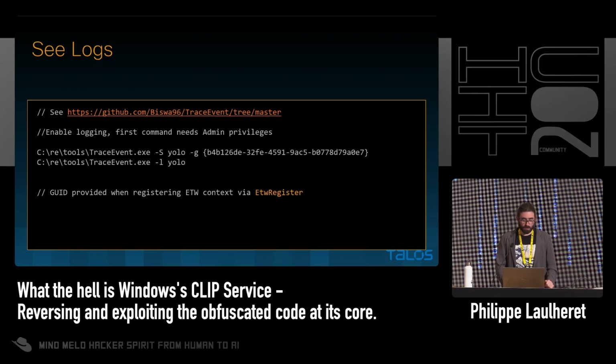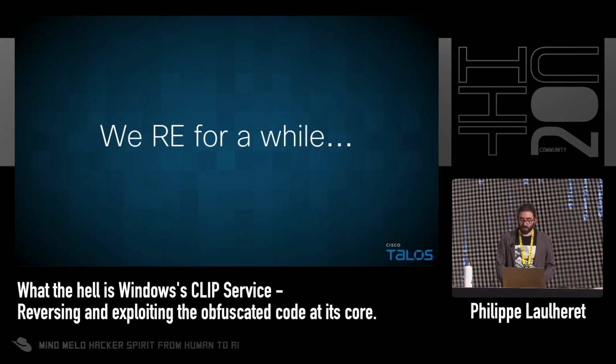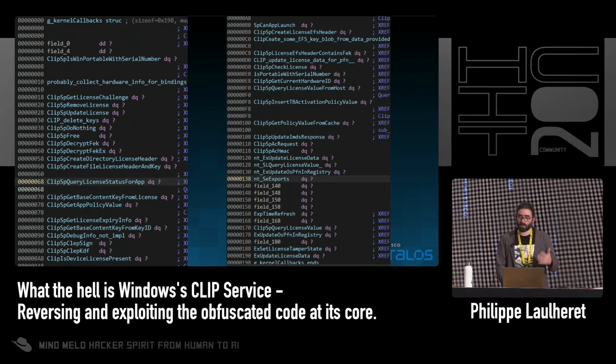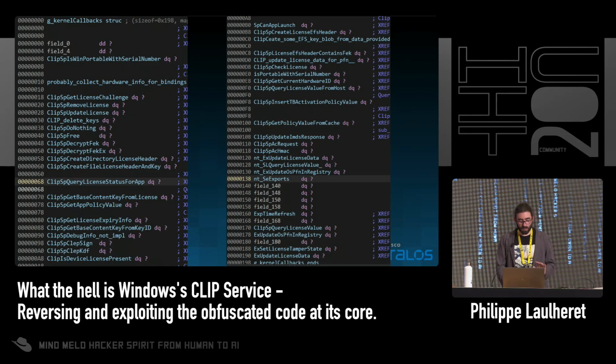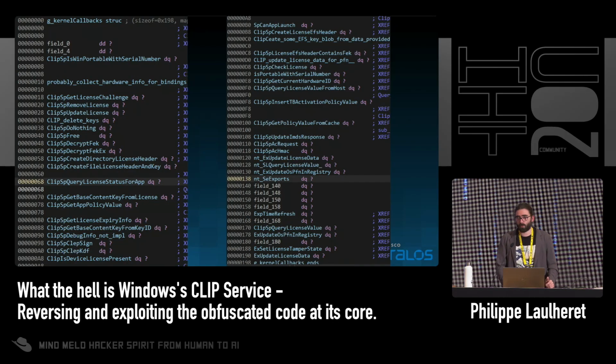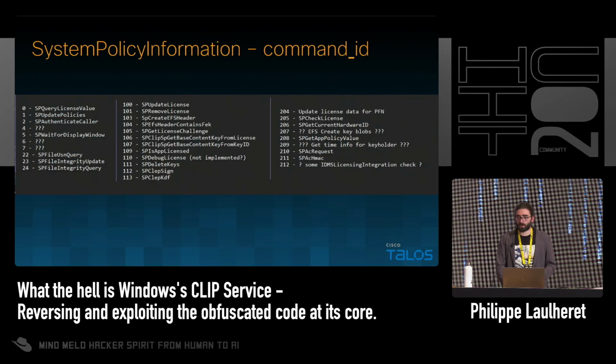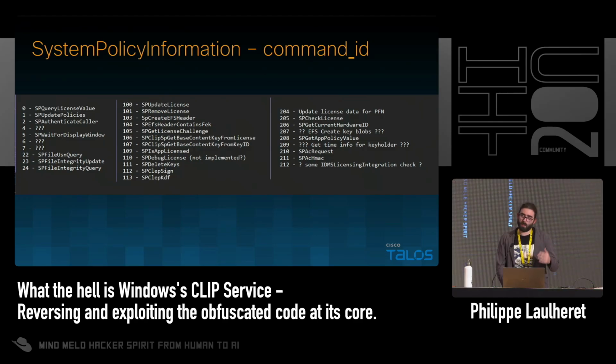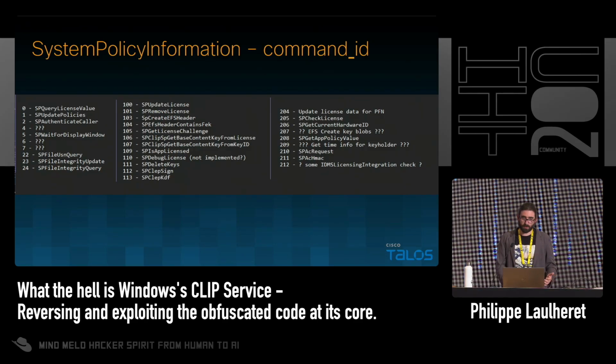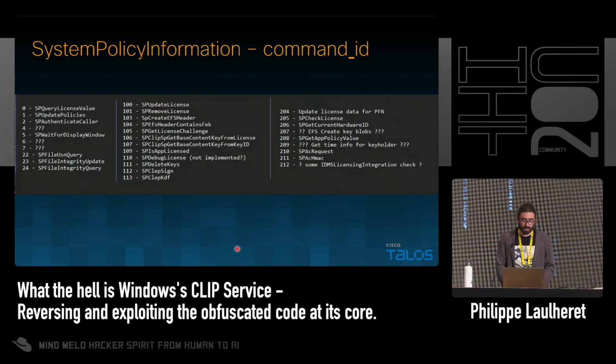Okay. So after a while, we can keep reverse engineering, and we end up with this, which is my interpretation of all the functions that are being exported by clipsp, and pretty much the attack surface that we can somehow reach when we look at this driver. And further, I mentioned before this command ID, which is all the potential stuff that we can reach through the NtQuerySystemInformation with the system policy class. And these are all the command IDs that exist.